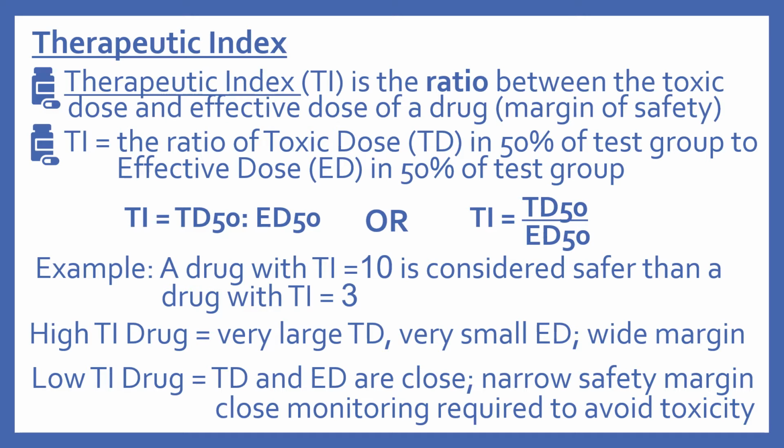So for example, a drug with a therapeutic index of 10 would be considered safer than a drug with a therapeutic index of 3. So basically, a high therapeutic index drug is going to have a very large toxic dose and a very small effective dose. So this creates a very wide margin of safety. But on the other hand, a low therapeutic index drug, the toxic dose and the effective dose are pretty close together. So this means there is going to be a narrow safety margin. And these drugs will require close monitoring to avoid toxicity because the toxic and effective doses are so close.